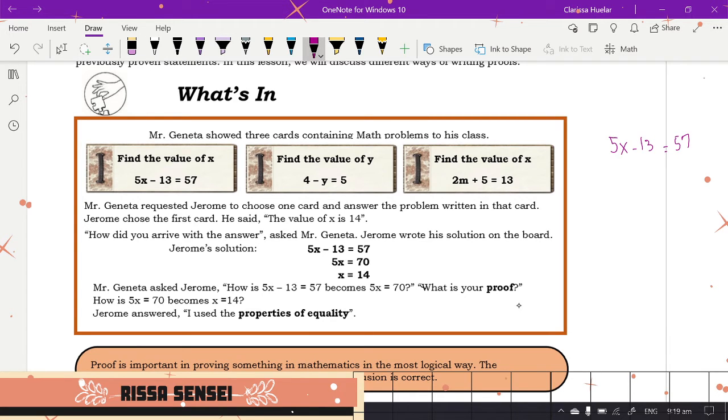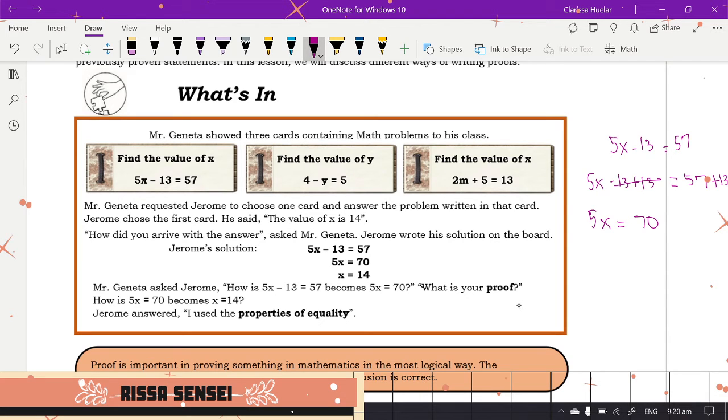Ayan. Ano yung property na pwede natin gamitin to prove that x is equal to 14? So, ang pwede natin gawin muna is to add both sides by the additive inverse of negative 13. Ang additive inverse niyan ay positive 13. So, mag-a-add tayo ng 13 sa left, add din tayo ng 13 sa right. Okay? So, it will become 0, kaya naging 5x equals 70.